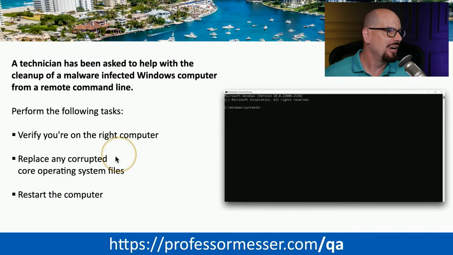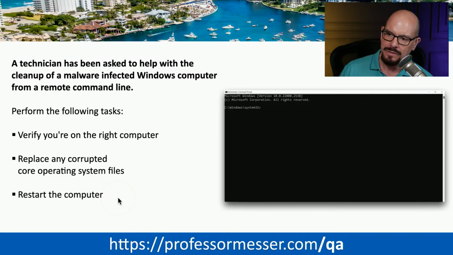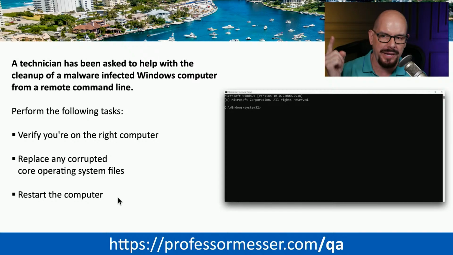Second step is replace any corrupted core operating system files. It's a single command that allows you to do that. And if you remember the flags for the command, that's even better. In fact, that's preferable in this case. And then lastly, once we're done with that, let's restart the computer. That's what I'd like to do. We would like to restart the computer. So maybe you remember what the command is to do that. So this is what I'm looking for.